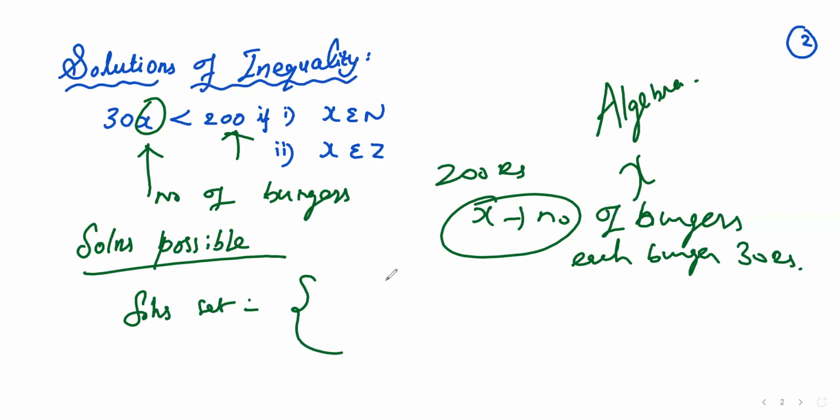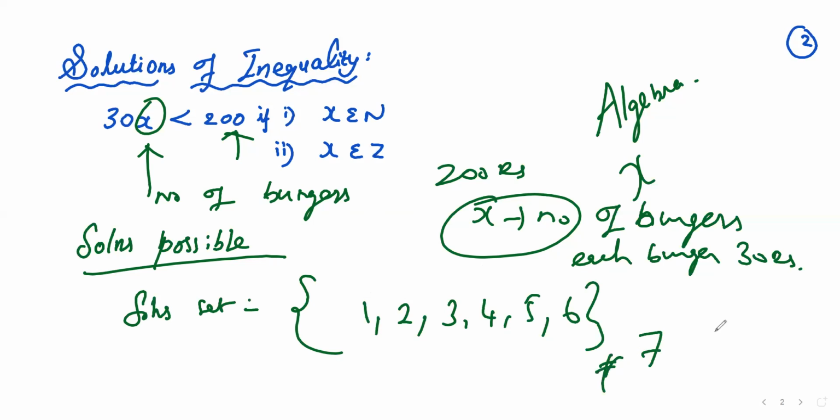You can buy one burger, or two burgers, three burgers, four burgers, five burgers, six. Can't buy 7 because it exceeds 200 rupees. The condition is it should be less than. So we can't buy more than 6 burgers. And there is one more solution, 0. Without buying also you can return, right? Without buying also you can return. So our solution is 0 to 6.